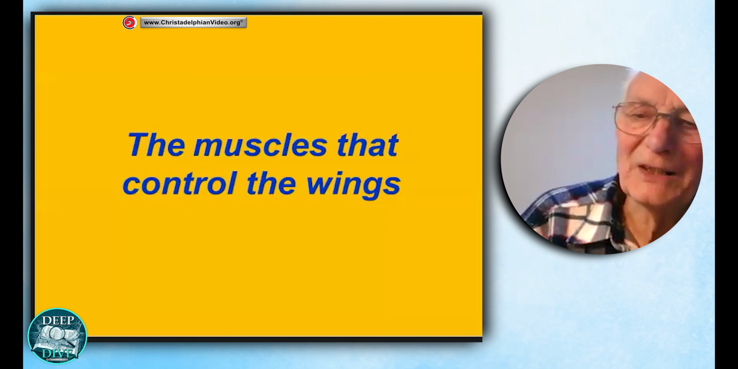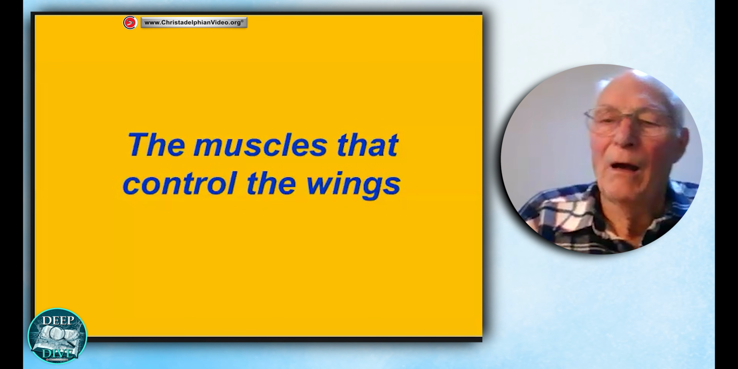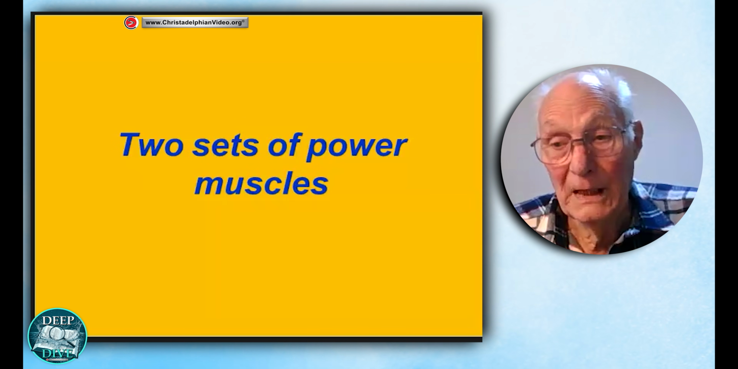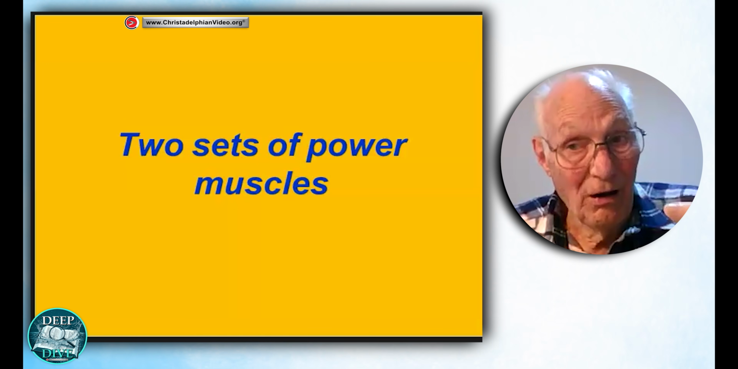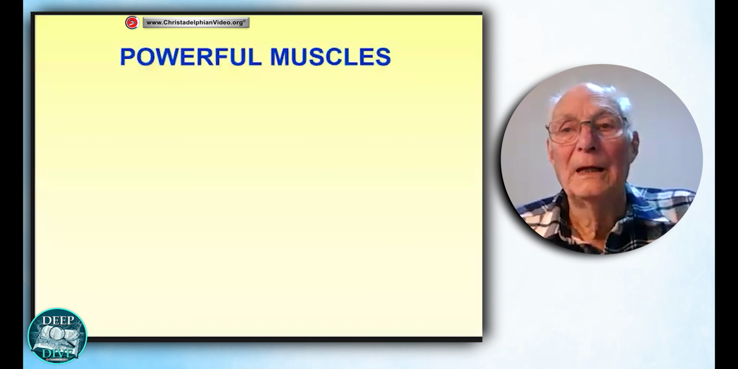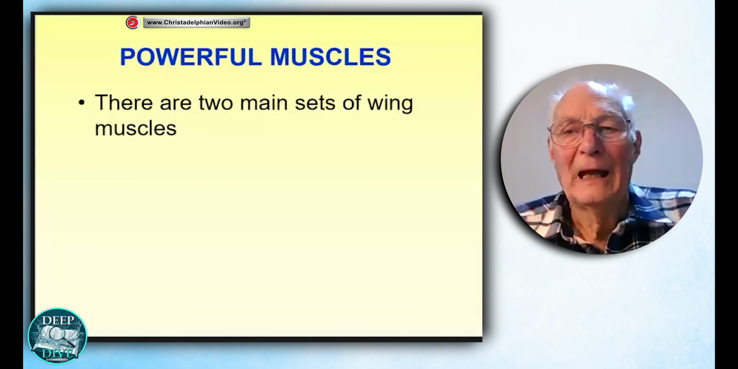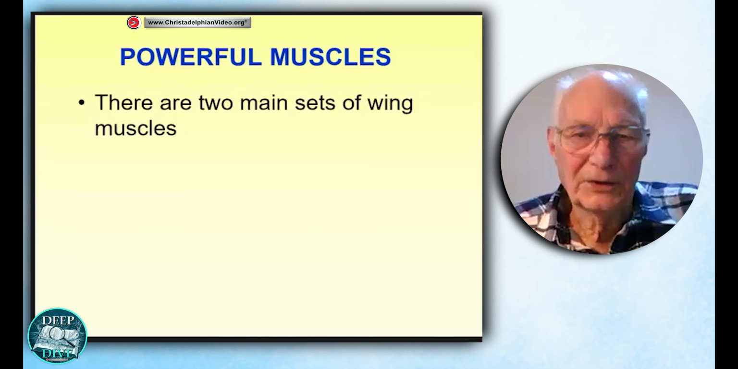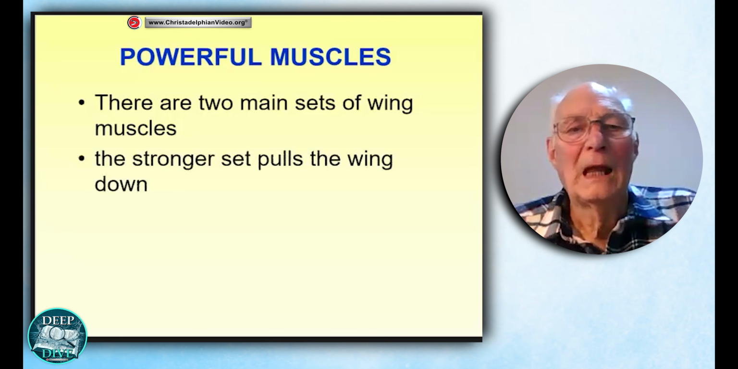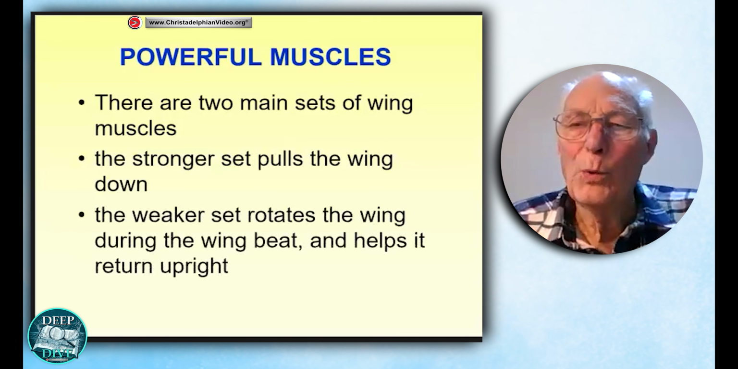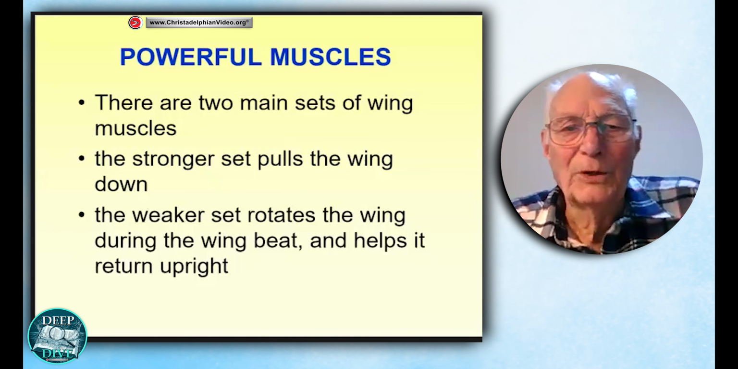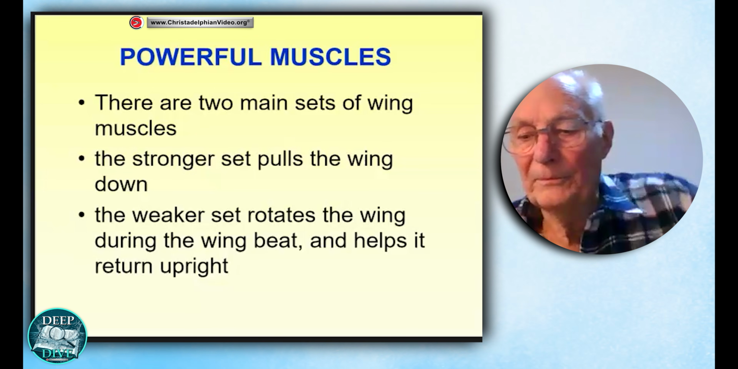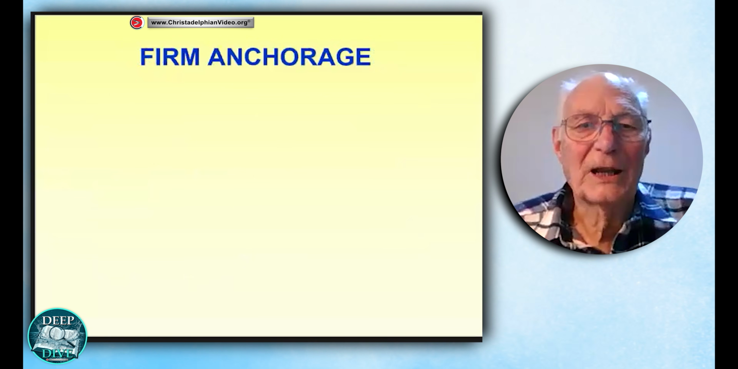Okay, now how do we make these big wing surfaces move? Obviously, we have to have muscles, as all living creatures do. But in fact, in the bird, there are two sets of muscles for flight. The stronger one, as you might imagine, pulls the wing downwards to produce the thrust and the lift. That's the stronger one. There's also a weaker set, it doesn't need to be so strong, which simply rotates the wing at the end of the beat and helps it to return to its upright position. So a strong set and a weak set.